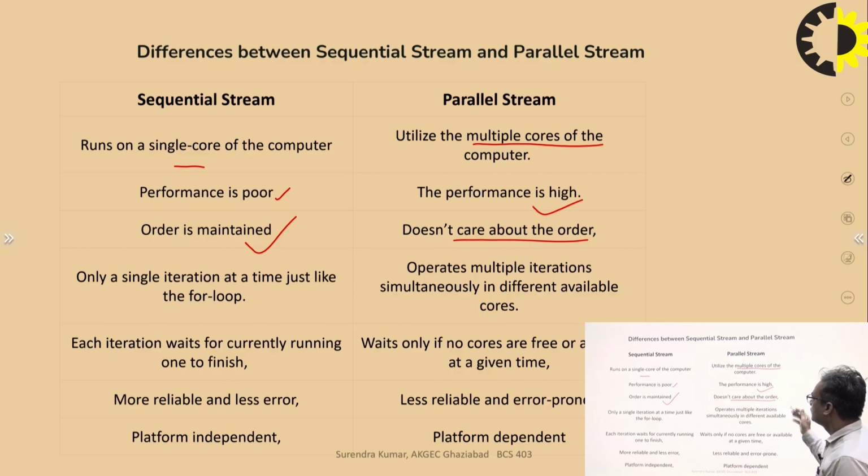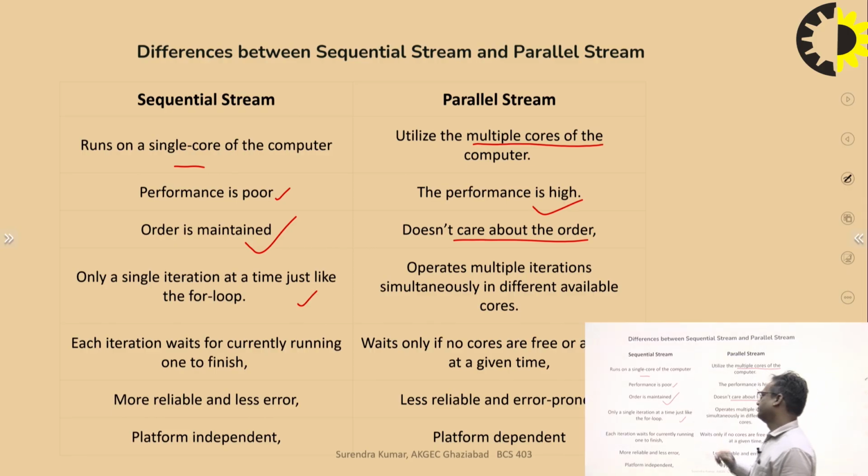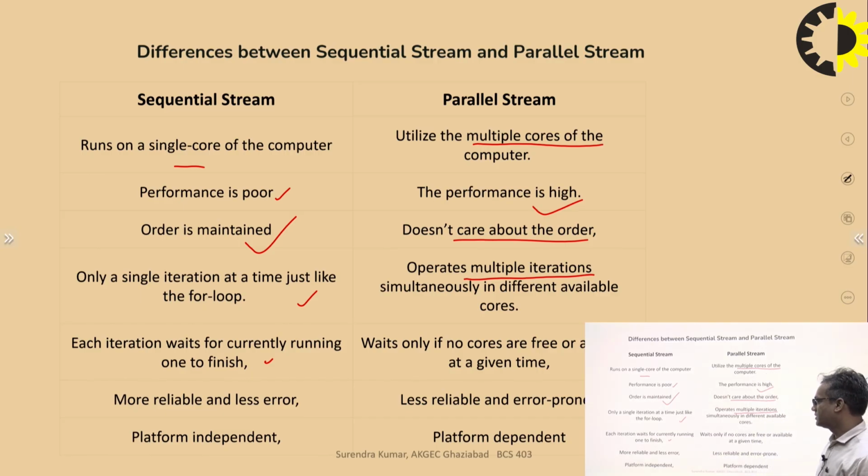You have to forcefully maintain the order by using the forEachOrdered method. Only a single iteration at a time, just like a for loop. It operates multiple iterations simultaneously in different available cores. The iteration waits for the currently running one to finish. It waits only when no core is free.